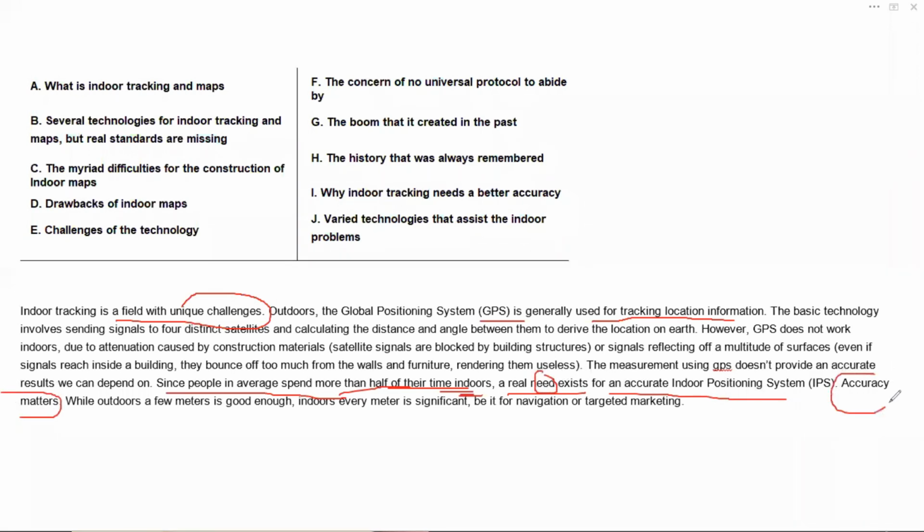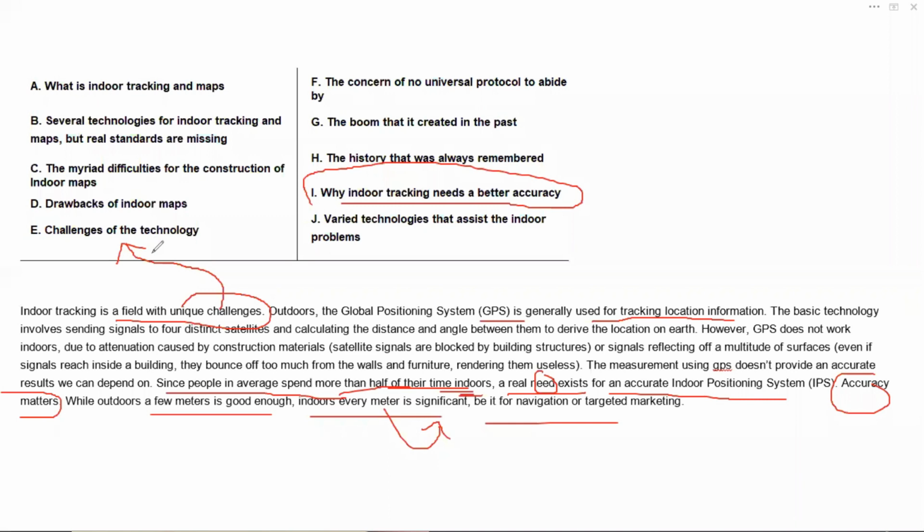All right. While outdoors, a few meters is good enough, indoors, every meter is significant, be it for navigation or targeted marketing. So if you closely see it here, it's talking about the challenges, definitely yes, that global positioning system is generally used for tracking location information. But the entire thing is concentrated on accuracy. If you see, accuracy matters while outdoors. So you can also think about why indoor tracking needs a better accuracy. Well, it has talked about the challenges of the technology.